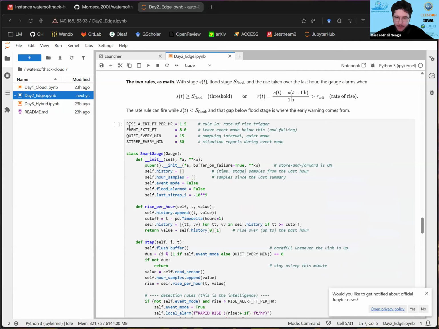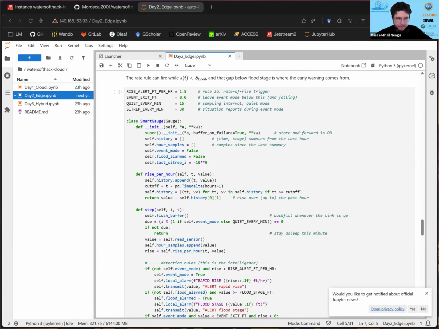Okay, so what we just said, we can encode them as constants. So these are the tunable knobs. They're pulled to the top. We usually define important constants at the top, so the fellows can experiment as well. You guys can experiment. You can change any of these constants and see how it changes the gauge.